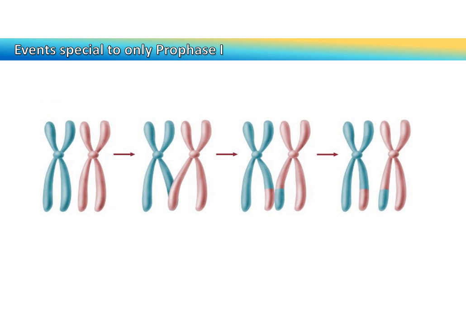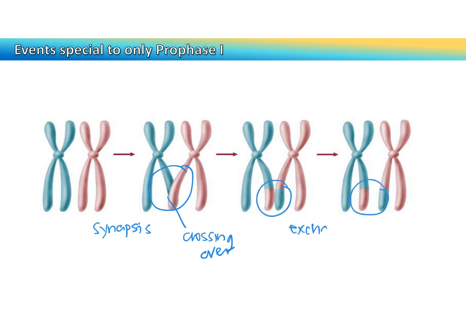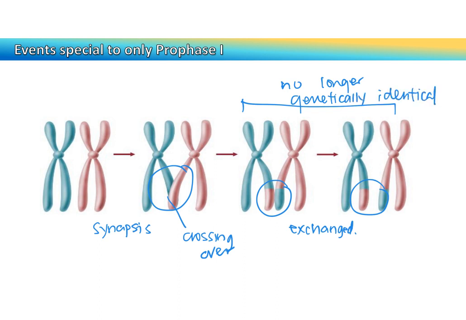We're just taking a look once again at what happens here. You can see that there is synapsis happening, and following synapsis, the crossing over is taking place. Following the crossing over, the genetic material and also the chromosome segments are exchanged. So they are no longer genetically identical. Alright, so just to emphasize the idea, alright?